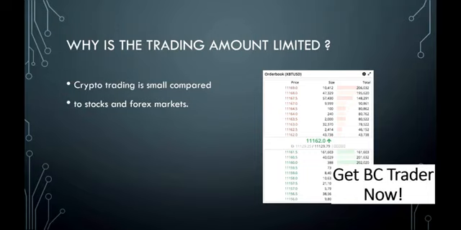All right, so these are some of the questions, because I've met some of my team members and they've asked these questions. Why is the trading amount limited? Okay, so why is it that when I buy a trading bot, I can only trade between 2,000 and 100,000? Why can't they just let me trade as much as I want, right?